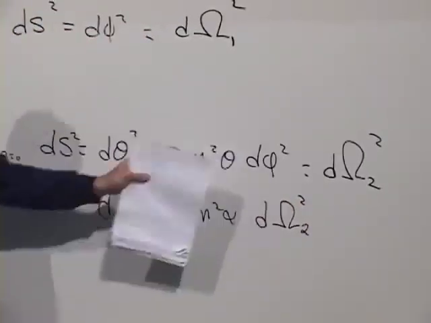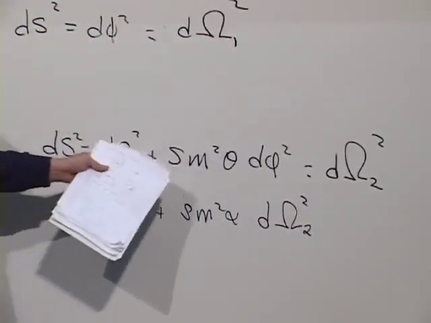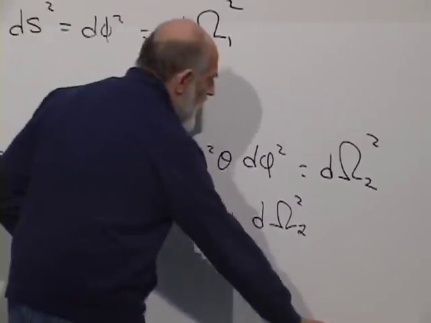Let me write this d phi squared. Instead of writing it d phi squared, let's call it d omega 1 squared.